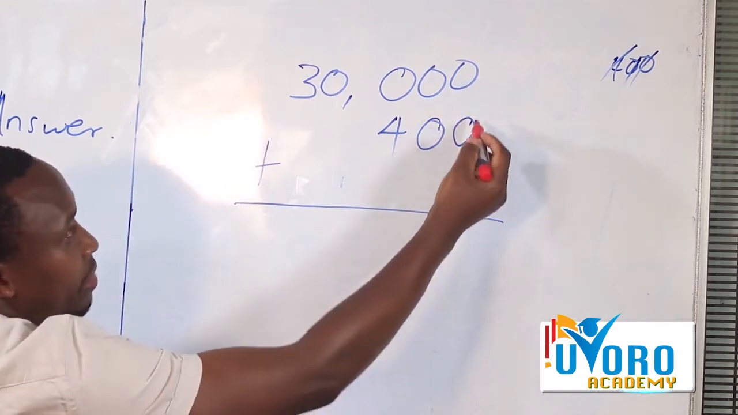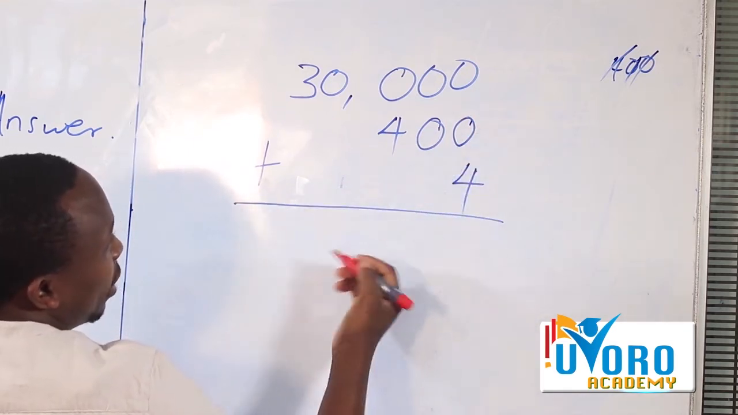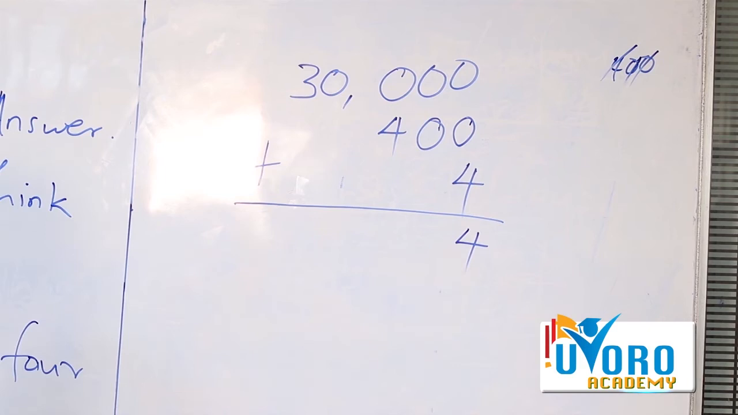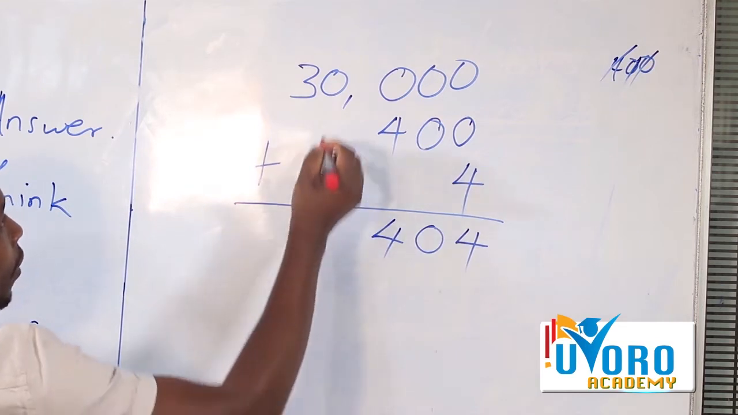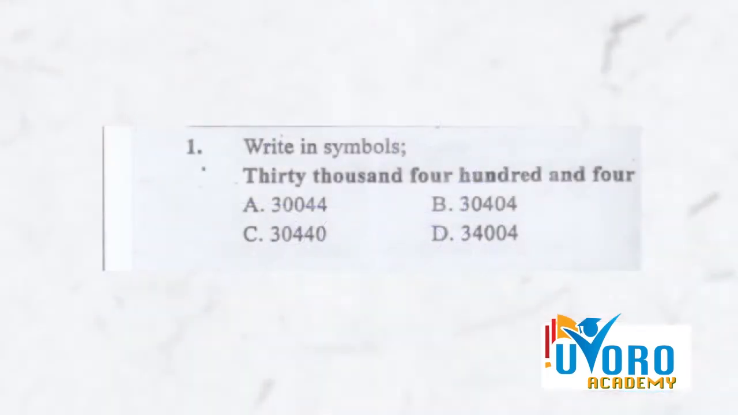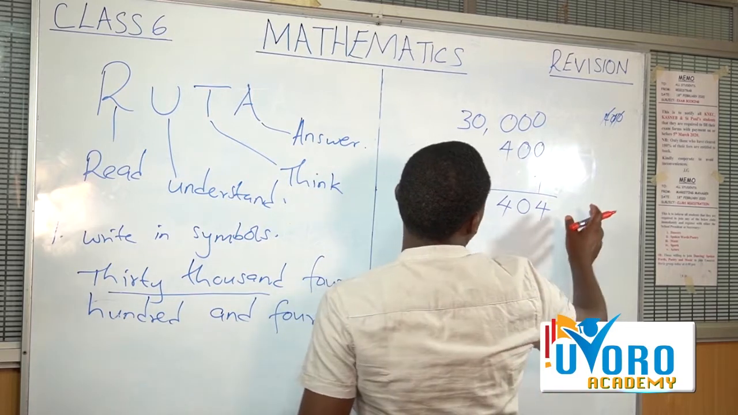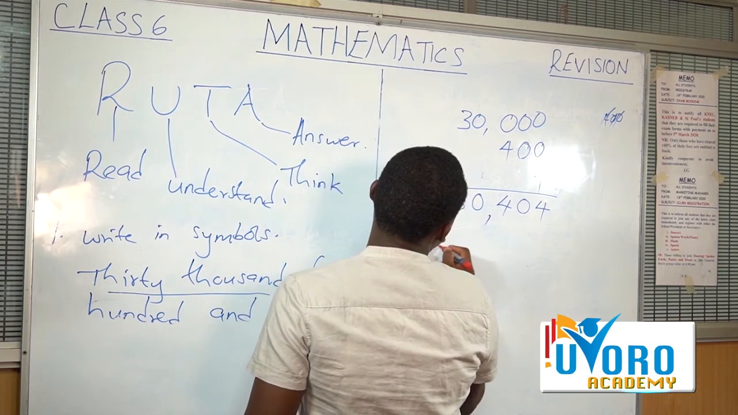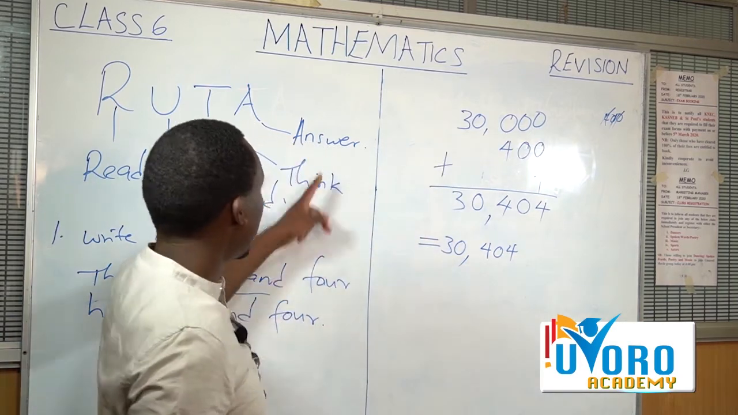Now 0 plus 0 means nothing plus nothing. You have nothing. You only have 4 origins. How many do you have? 4. 0 plus 0, you have nothing. What do you have? 0. 0 plus 4, that is 4. You put the 0, add the 3. Just before I forget, after every 3 digits, we put a comma. On the other side, let's start counting: 1, 2, 3, comma. So our answer is 30,404. That is our answer.